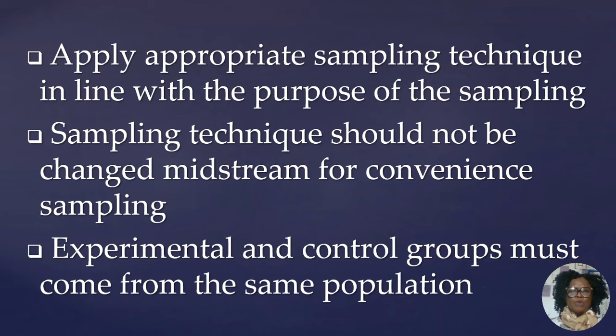Sampling technique should not be changed midstream for convenience sampling. What are we saying here? We are saying that once we decide that I'm going to use the systematic sampling technique, or I'm going to use the stratified sampling technique, you have to maintain and use it to the end. If you say I'm going to use multi-stage or multi-phase, you have to maintain at each stage what you intend to use all through the sampling.